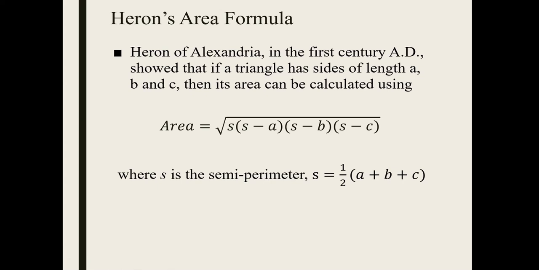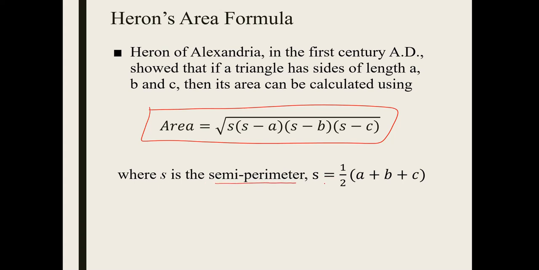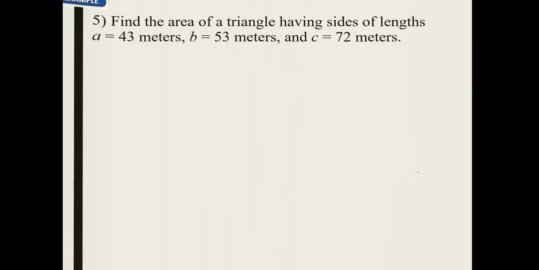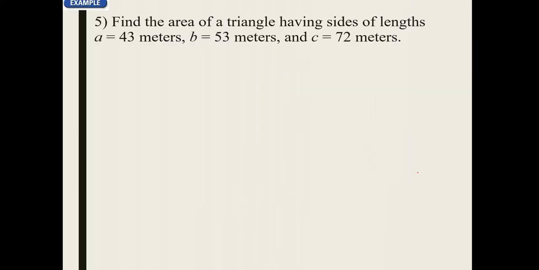All right, the last thing we're going to talk about is Heron's formula, sometimes called Hero's formula. You can pause the video and read about it. But this is your formula. The area is the square root of S times S minus A, etc., where S is defined as your semi-perimeter, and like the name suggests, a semi-perimeter is half of your perimeter. So write that formula down. And now let's take a look at the example.